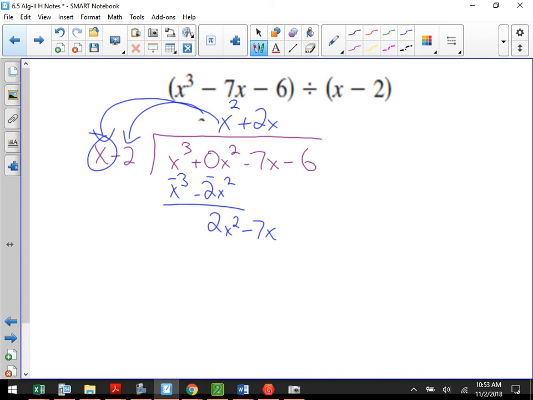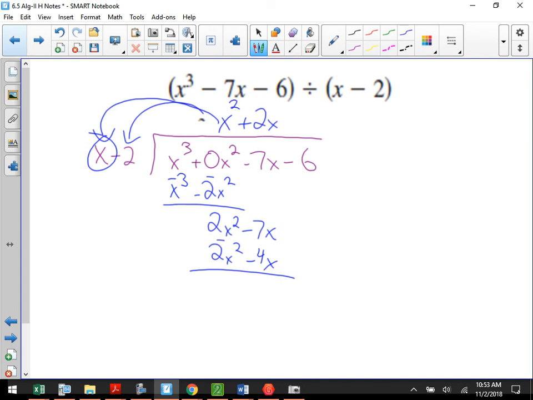I distribute again. What's 2x times x? 2x squared, good. What's 2x times negative 2? It's okay. You were looking at that. And then again, we subtract out.